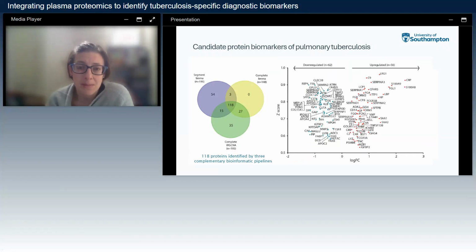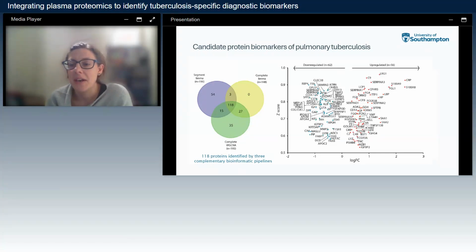So this is what the Venn diagram looked like. This approach identified 118 differentially expressed proteins that were identified by these complementary bioinformatic pipelines. And if you plot them on a volcano plot, these are all the ones that are statistically significant. There were 56 upregulated proteins and 62 downregulated proteins.